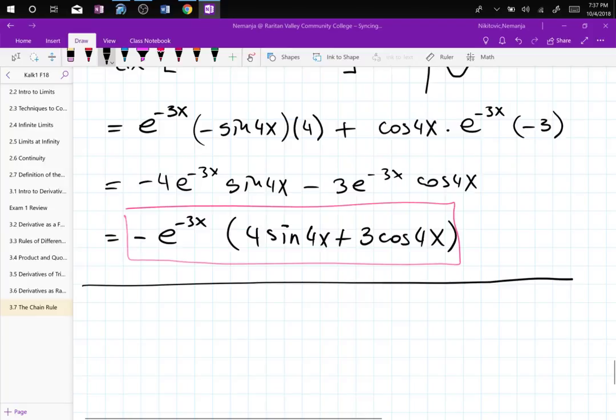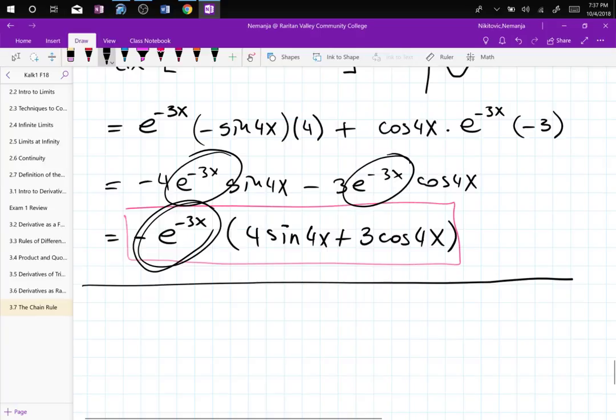What happened to the front of that? Yeah, e to the negative 3x. Because I had one here and one here. In both terms I had one each, so just kick it out.